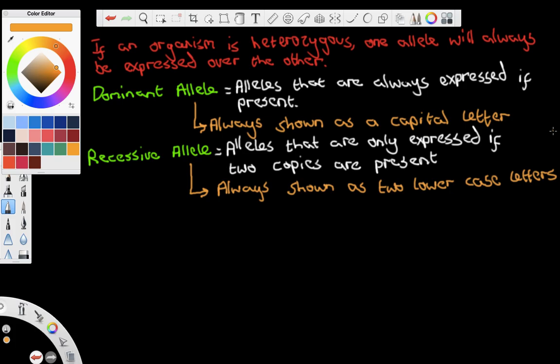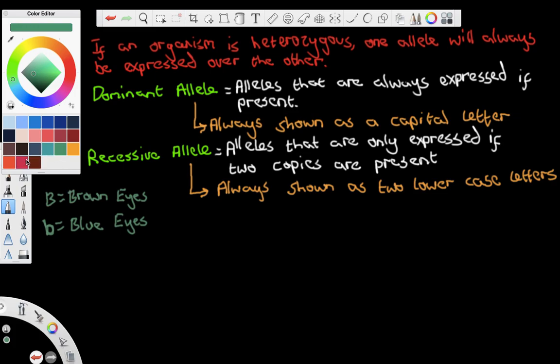So let's think of some examples, okay? I want you to imagine that a capital B, which is dominant, is the allele for brown eyes, and the lowercase b is the allele for blue eyes. Okay, so we've got a capital B for brown eyes, and we've got a lowercase b for blue eyes.